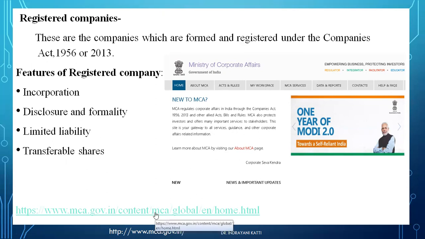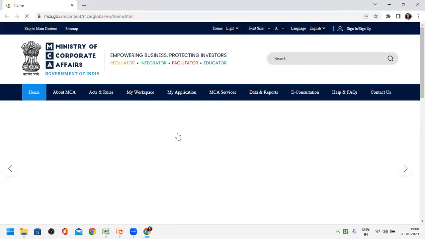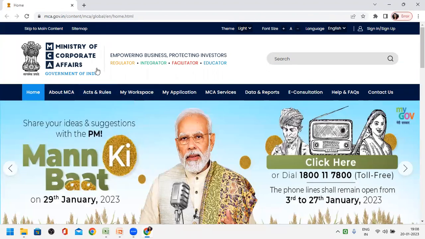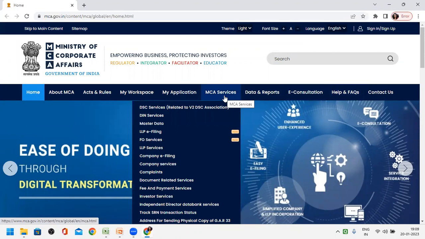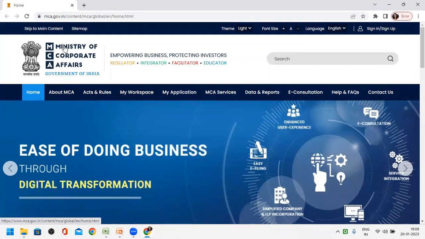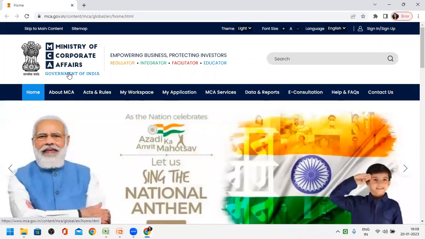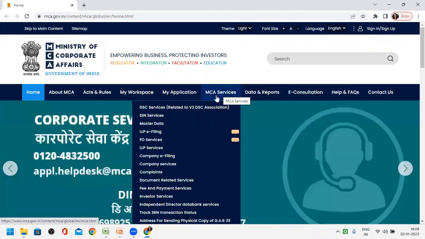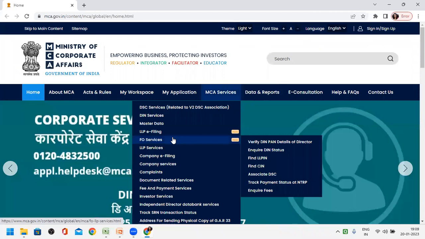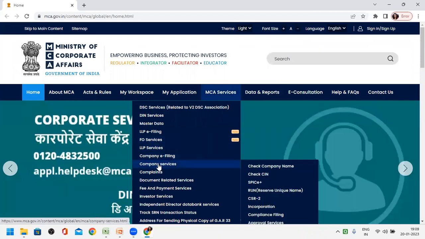So let me take you for a few seconds to the website itself, which is called the Ministry of Corporate Affairs, right? So this is the website. Here you will get a lot of information related to companies in India. Under the MCA services, the short form of Ministry of Corporate Affairs, we get these services in relation with companies.